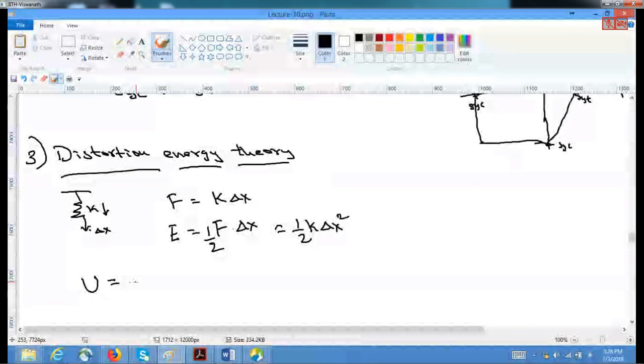So in terms of principal, where you have epsilon 1 as sigma 1 minus mu of sigma 2 plus sigma 3 over E, and similarly write epsilon 2 as sigma 2 minus mu sigma 3 plus sigma 1 over E, epsilon 3 as sigma 3 minus mu sigma 1 plus sigma 2 over E.